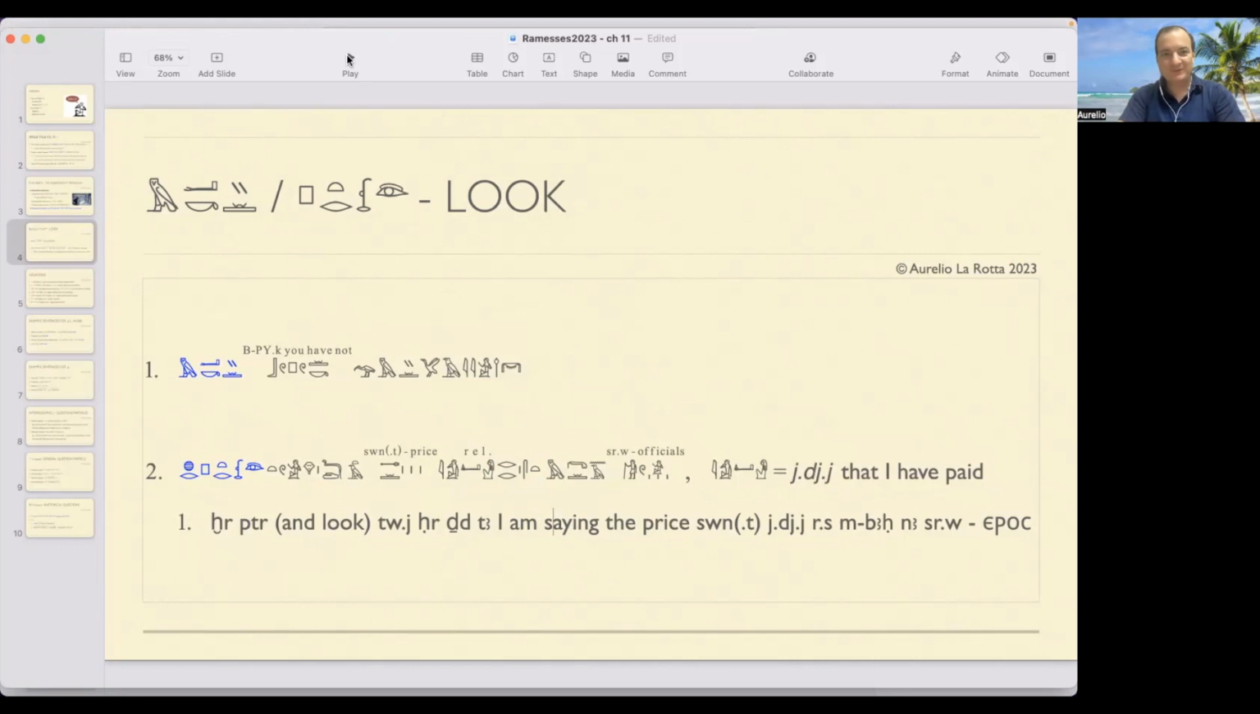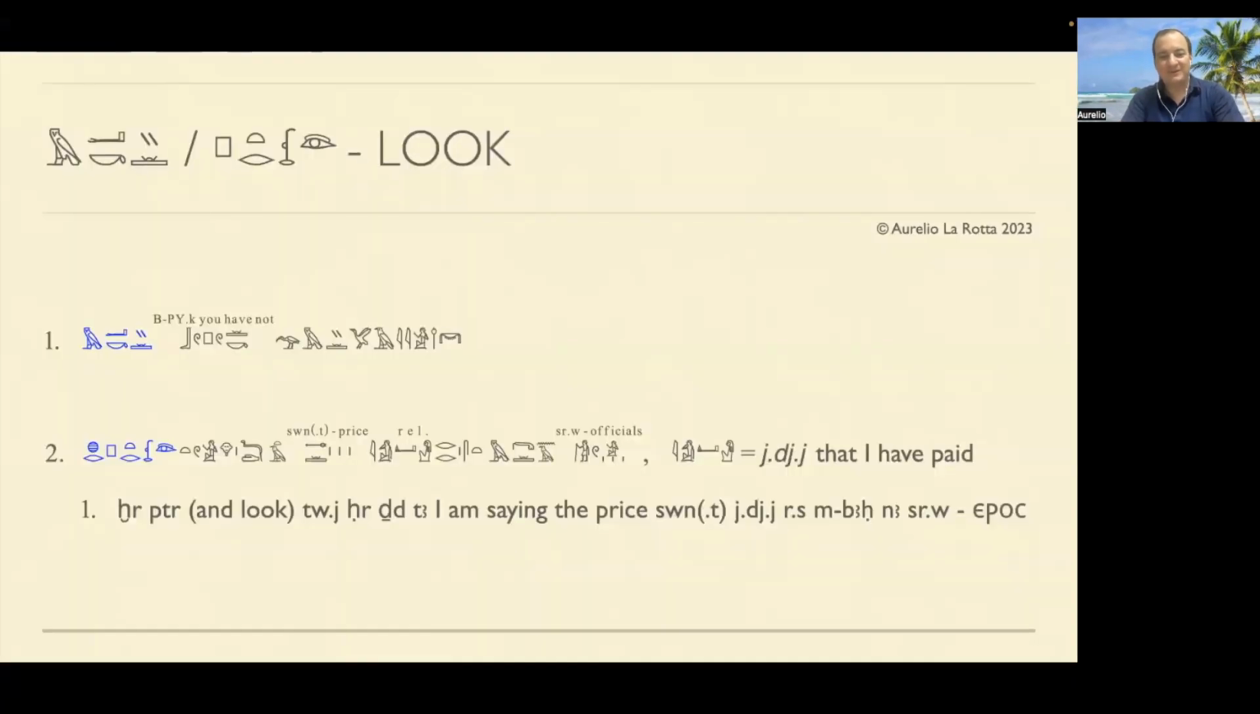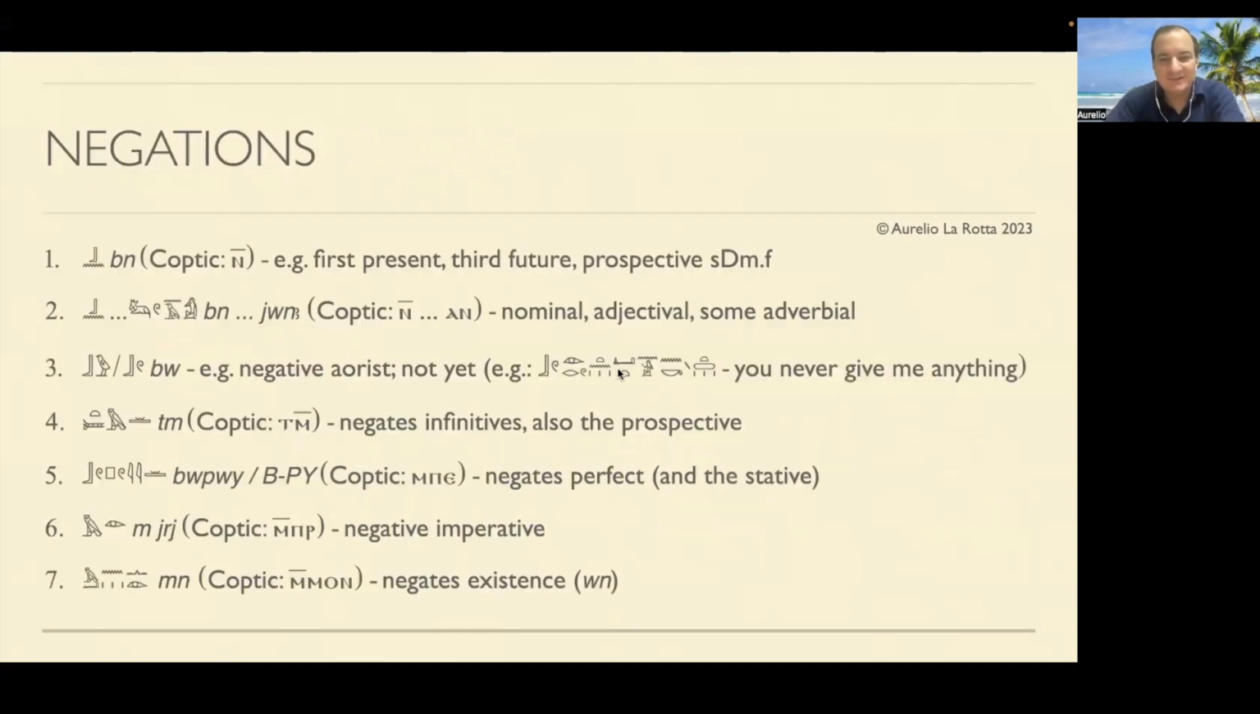If not, then we're doing pretty well on time. Let me go to the next one. So we're leaving chapter 10 and entering chapter number 11. The first big topic in there is negations, of which Egyptian at first glance has a ton.